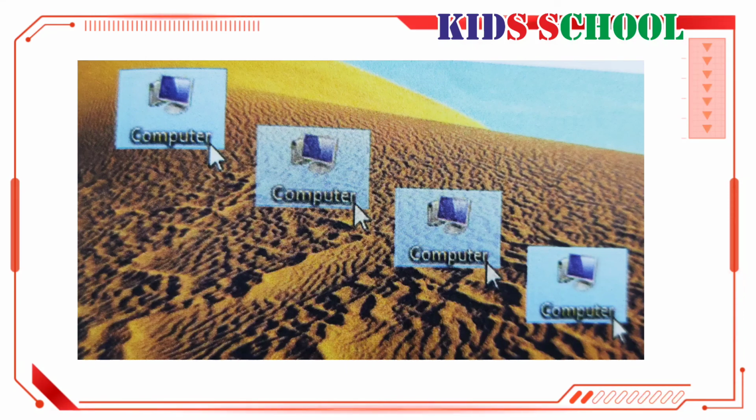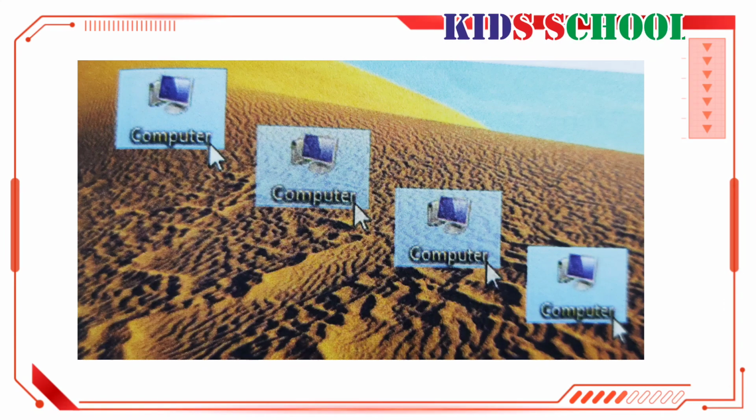For example, take the mouse pointer over the computer icon, select the icon and drag it to some other place on the desktop and then drop it. As the mouse is dragged, the icon on the monitor will move.